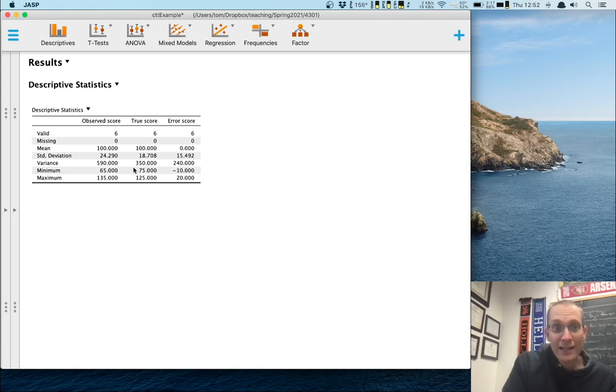In fact, you might notice real quickly that if you take the variance of the true scores, 350, and the variance of the error scores that you get, and you add those together, you get 590. In fact, that is absolutely 100% true. You add the variances of these to get the variance of the total. You know why that is.